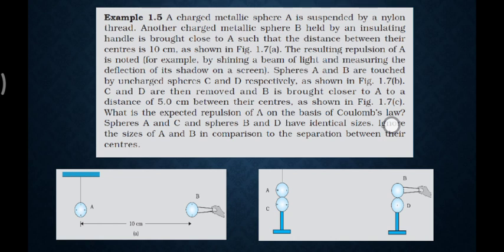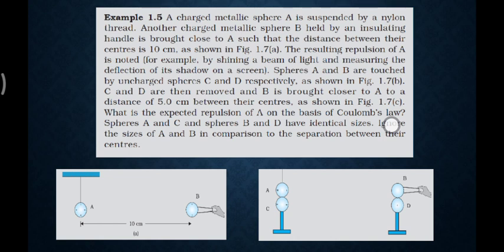If the charge on sphere A is Q, then when it touches sphere C, both get equal charges, so A gets Q by 2 and C also gets charge Q by 2.